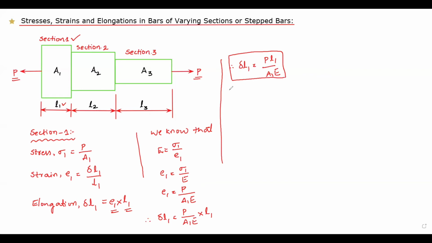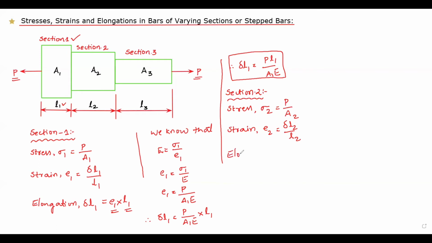So similarly, let us consider now section 2. In section 2, now we need to calculate first stress. The same similar procedure we need to follow. Stress, which is denoted by sigma suffix 2 because it is section 2, is equal to load by cross-sectional area. Then after that, calculate strain, very simple. Strain, which is E suffix 2, is change in length by original length, delta L2 by L2. And next, calculate the elongation.